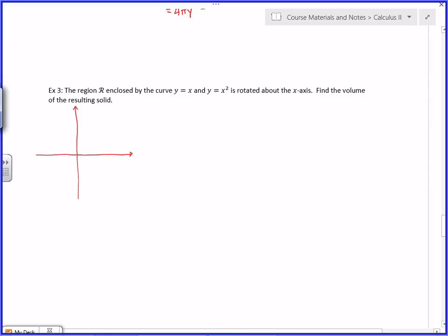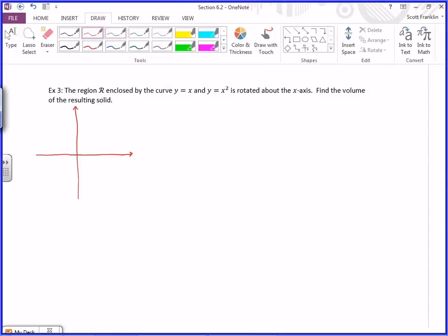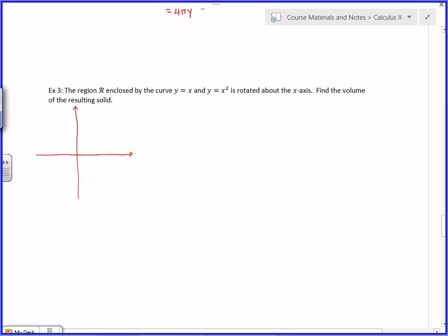Just think it through. What's the curve look like for y equals x? Straight line, 45-degree angle, right? Slope 1.